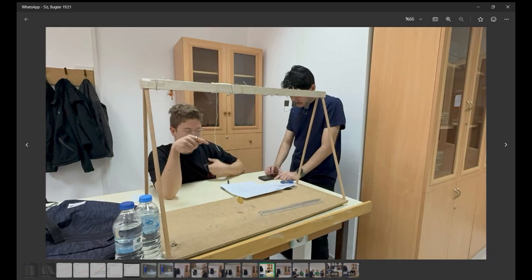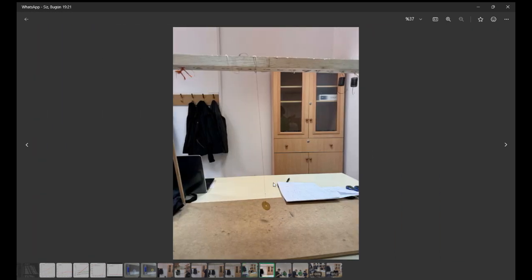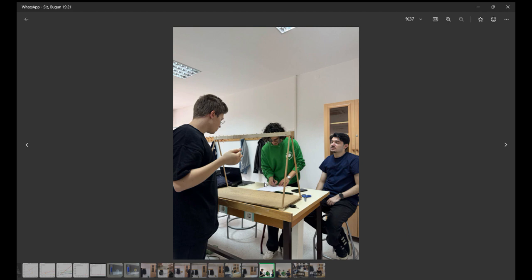This is a picture from our experiment. This is me, and this is my friend, using the stopwatch on his phone. This is a 45 centimeter length of string because that's the maximum we could do. You can see how close the bob is to the ground. This is another picture from our experiment.